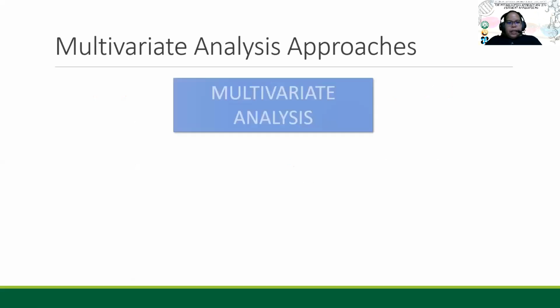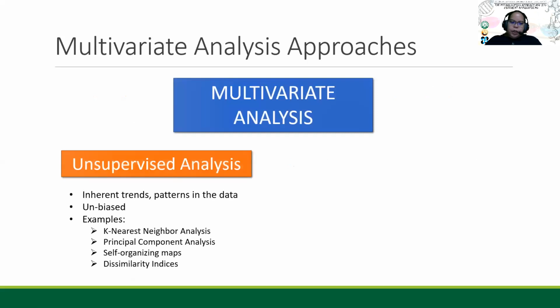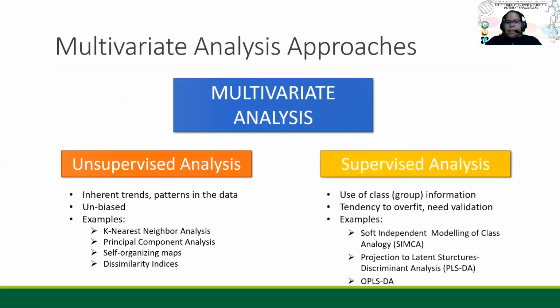So, multivariate analysis approaches can be divided further into unsupervised and supervised analysis. In unsupervised analysis, you will have methods that can show the inherent trends or patterns in the data. So this is unbiased, so it doesn't incorporate any class information in its generation of the model. Some examples of this will be your K nearest neighbor analysis, principal component analysis, self-organizing maps, dissimilarity indices.